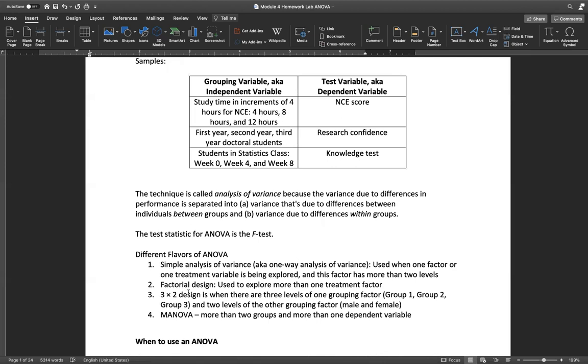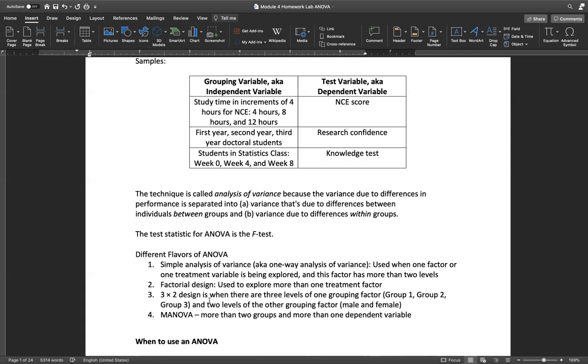Now, we can also have a factorial design, which is used to explain more than one treatment factor. So let's imagine for these study hours, we were looking at students who were in an accredited program versus those who weren't in an accredited program. So we'd have 4 hours, 8 hours, and 12 hours, but for both types of accreditation. That would give us a factorial ANOVA.